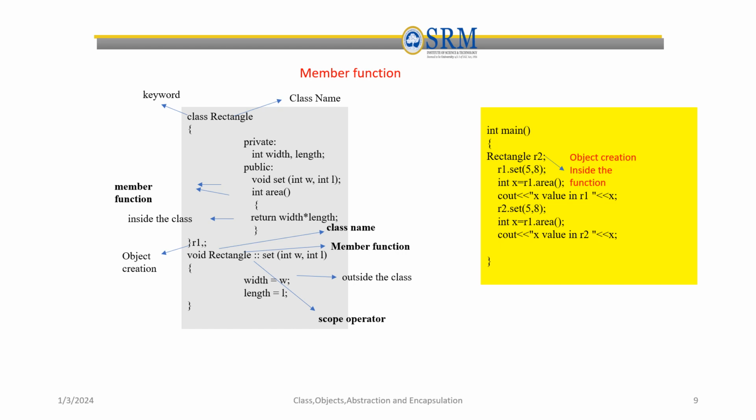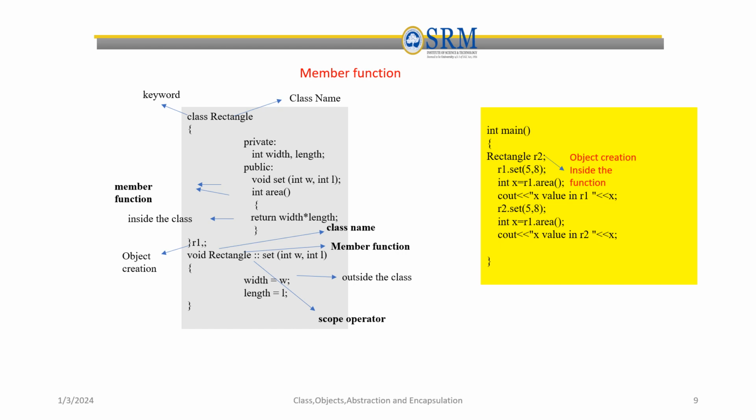Rectangle R2. So this is object declaration inside the function. R1 is set to 5, 8. What is this set? Set is the function name. R1 is the rectangle; R1 is here the class object creation. We are creating an object, R1 dot set of 5, 8. I am passing the values: W to be 5 and L, length, to be 8. So x is equal to R1 dot area of.